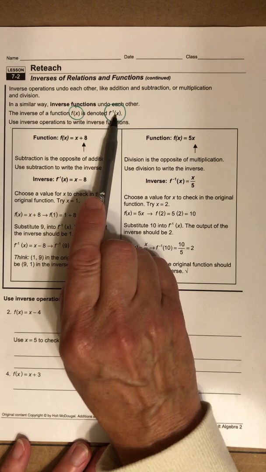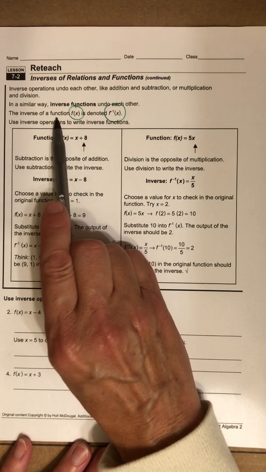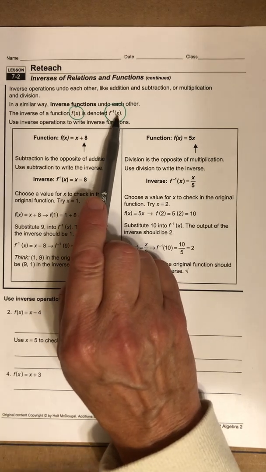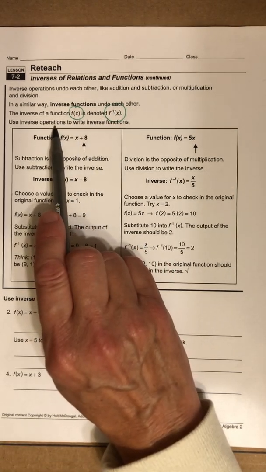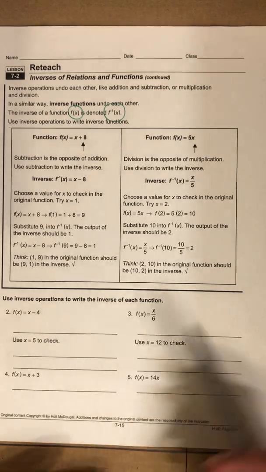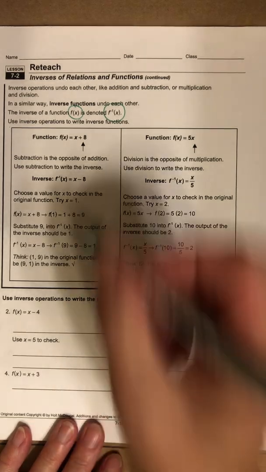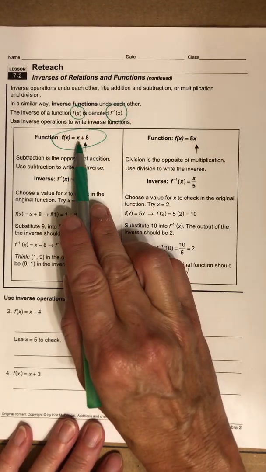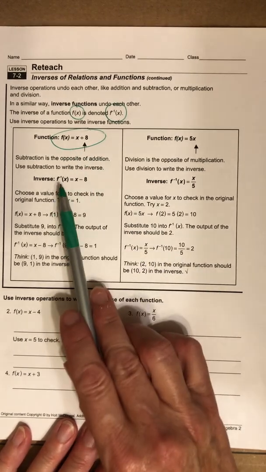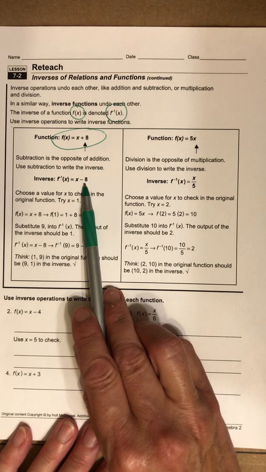How are these two related to each other? If you have a function where you input an x and you get a y out, when you write the inverse function, when you input that y, you'll get the x value out. They undo each other. So what we're going to do is inverse operations to write our inverse function. So when you have the function f of x equals x plus 8, the inverse of plus 8 is minus 8. So to write the inverse, I will have the x with the inverse operation minus 8.